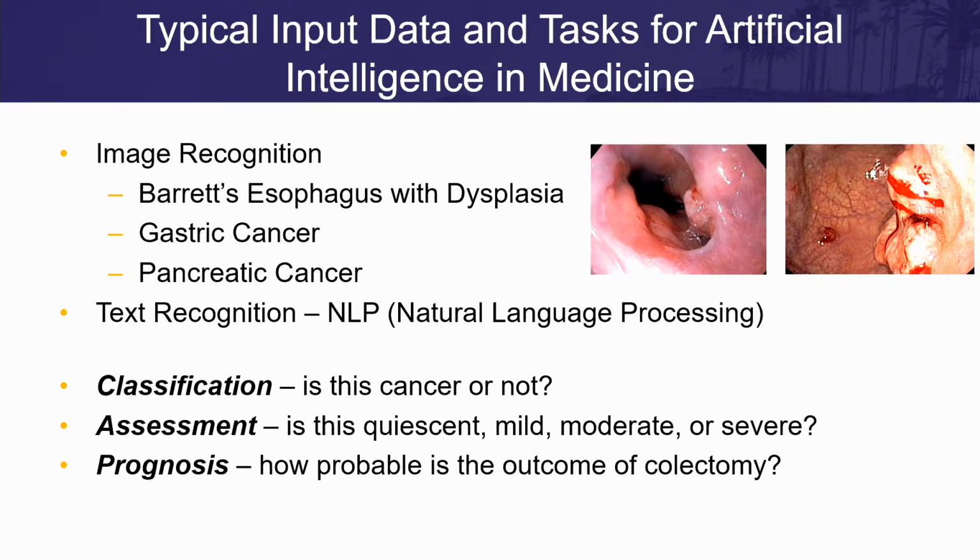And usually the kinds of problems you're talking about are things like classification: is this cancer or not? Assessment: is this quiescent, mild, moderate, or severe, as in IBD? Or prognosis: for a given image, how probable is a bad outcome, like colectomy?